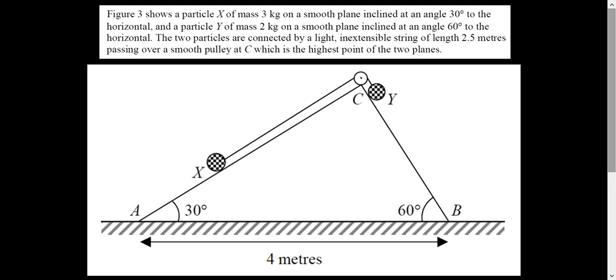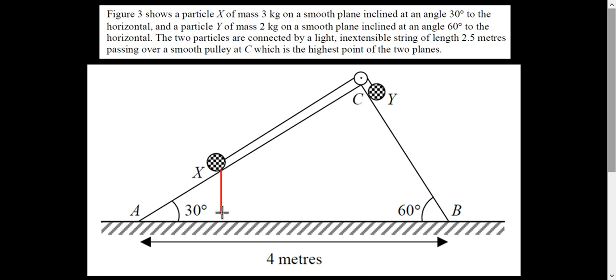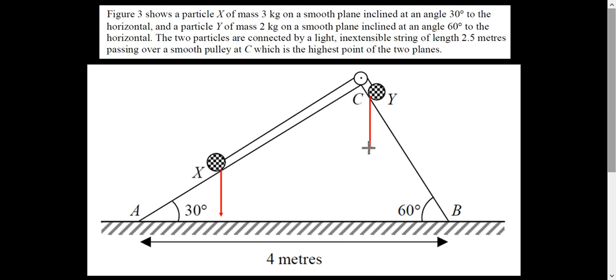So first of all, let's put our weight to each particle. So we've got X, which has a weight pointing vertically down, and we have Y, which also has a weight pointing vertically down. So there are my two weights. The weight of X, well, it has a mass of 3 kilograms, so its weight is 3g newtons. The weight of Y is the mass 2 kilograms multiplied by g, so 2g newtons.